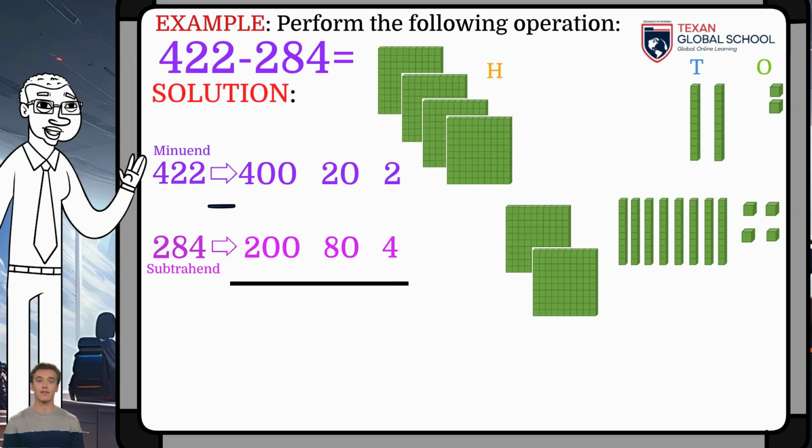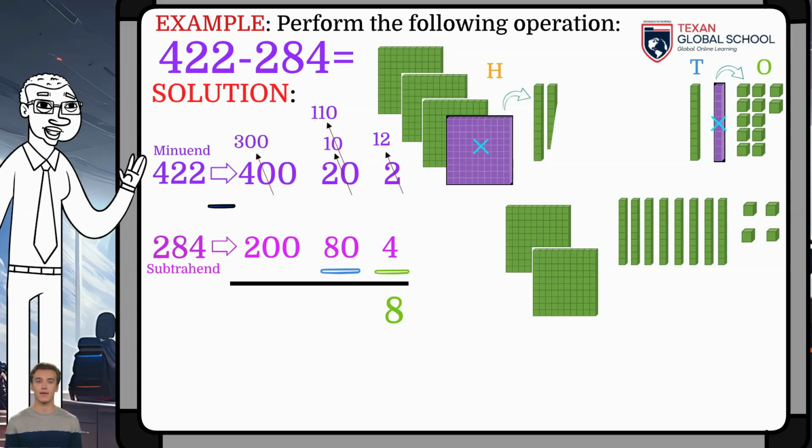Now, subtract each column. However, we cannot subtract in this case since the minuend is less than the subtrahend. Therefore, decompose a 10 of the minuend and transform it into 10 ones. So, we obtain 12 ones and 10 or a 10, since when adding them, we still have 422. Subtract ones and tens. 12 minus 4 is 8. But we can't subtract 80 from 10. So, decompose 100 from the minuend and transform it into 10 tens, resulting in 110 and 300.